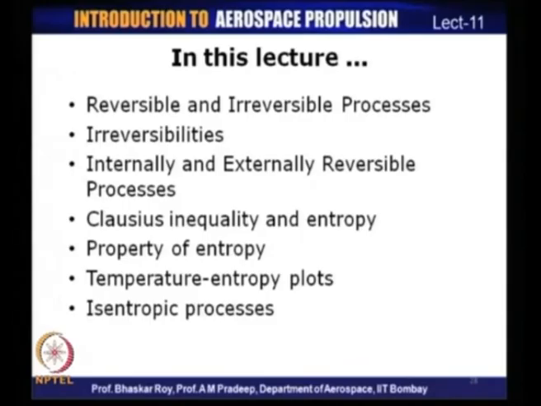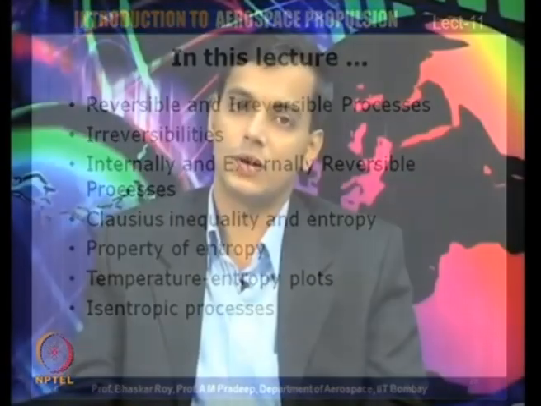We also discussed the property of entropy, that it is a property of a system, and therefore it does not depend upon the path taken by the system, but depends only on the end states. And then we discussed the temperature-entropy plot. Basically, for a reversible process or reversible path, the area under the T-S diagram gives you the heat transfer during that particular process. And towards the end of the lecture, we were discussing isentropic processes, which are processes where the net change in entropy is equal to 0.